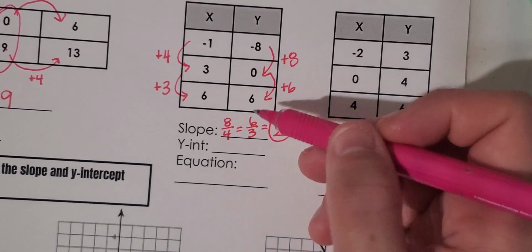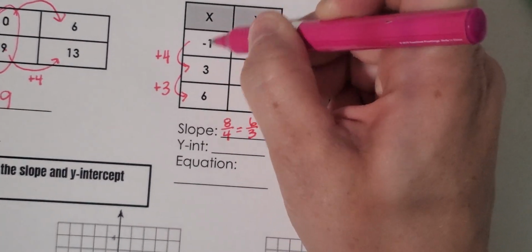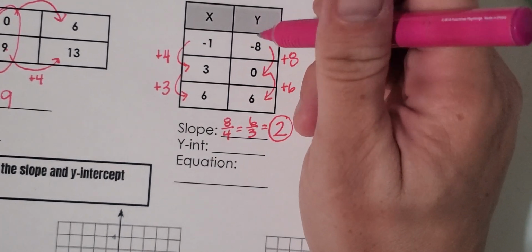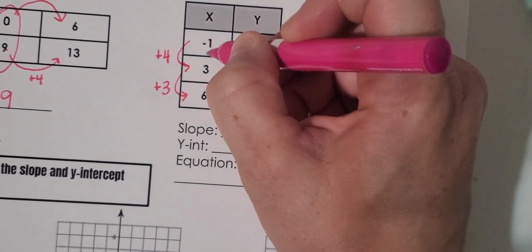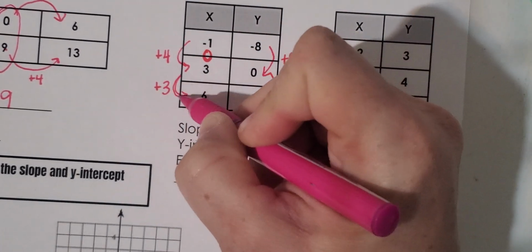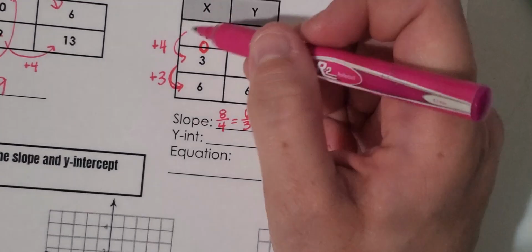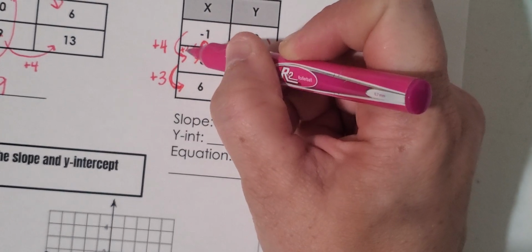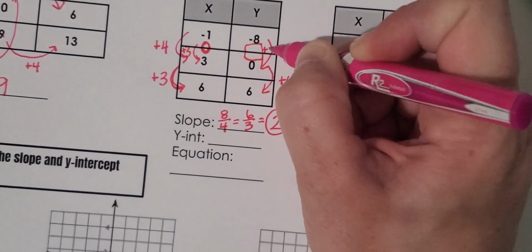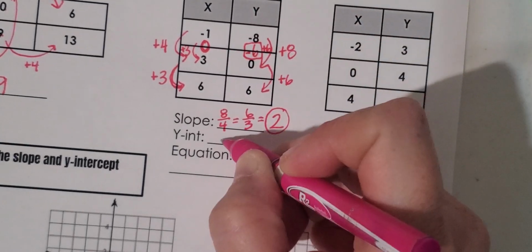My y-intercept for the second one is always when x is 0. Since I do not have a 0 in my x column, that means I have to make one. I have to make it work. So I can put a 0 here, and then I can use this same pattern of when I add 3, I'm going to add 6 in my y column. So from 0 to 3, I'm adding 3. Something plus 6 is going to equal 0. So this would mean that my y-intercept has to be -6.